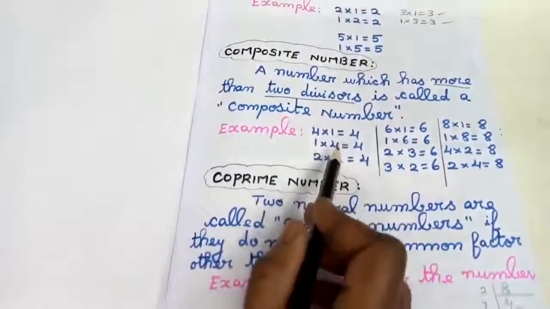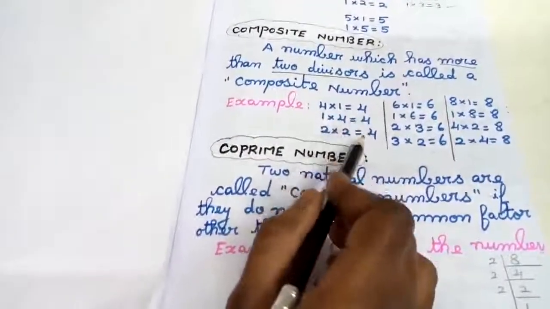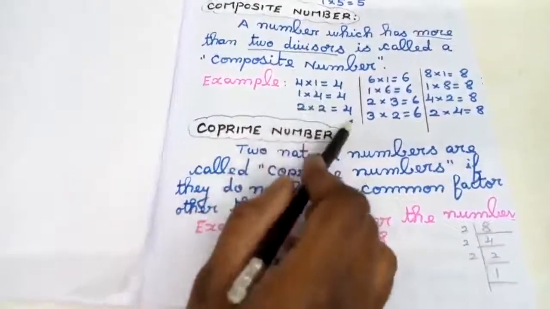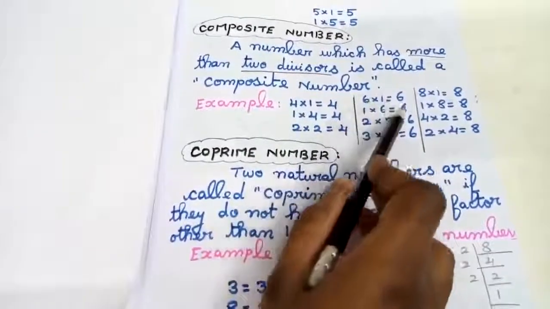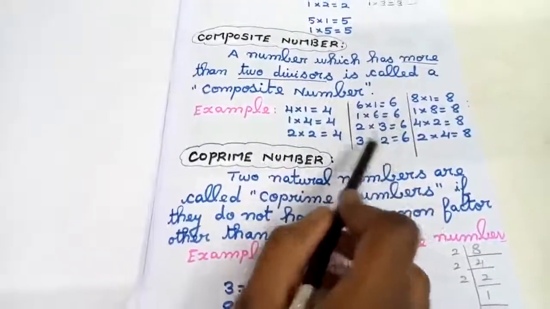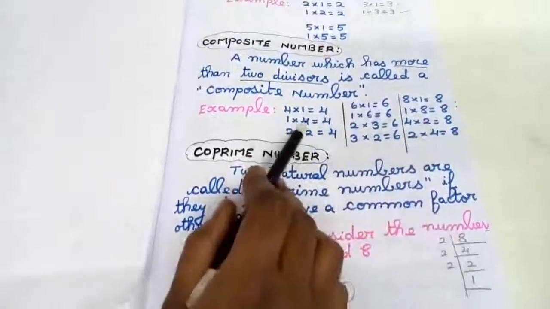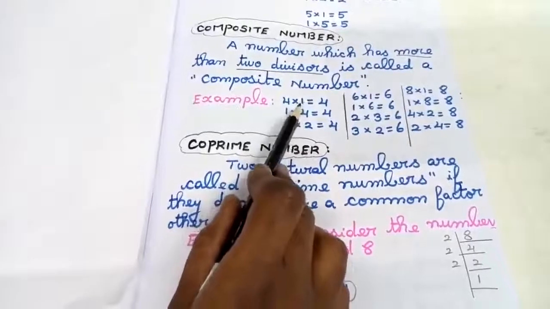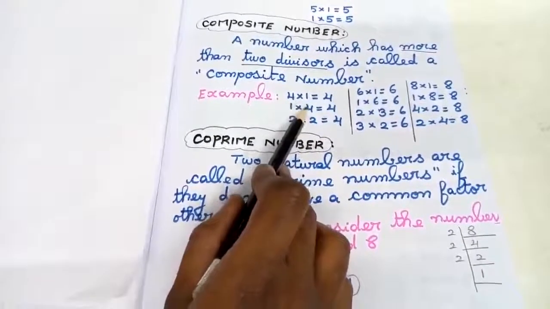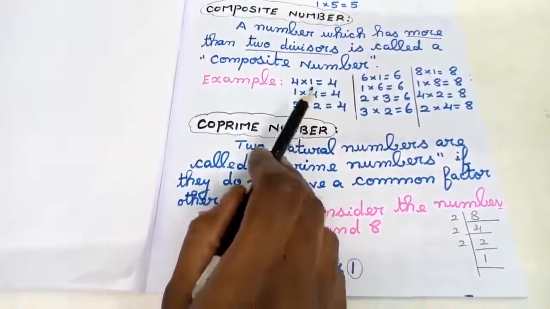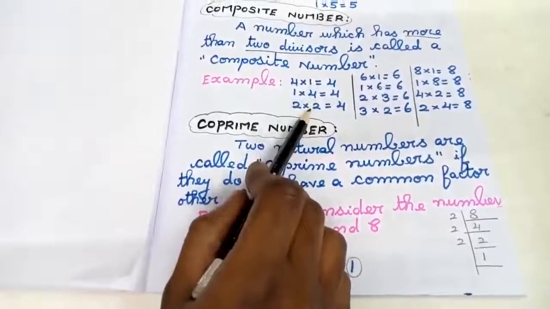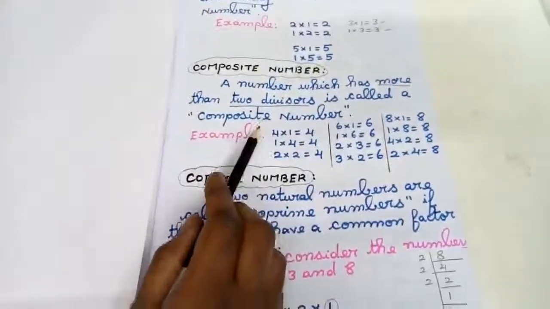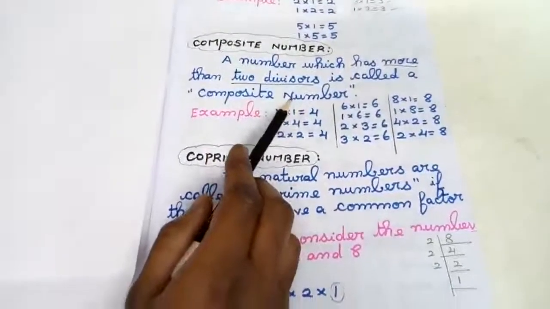So if I am going to take the number 4, I should get the answer 4 while multiplying, which means 4 ones are 4, 1 fours are 4, 2 twos are 4. Similarly 6: 6 ones are 6, 1 six is 6, 2 threes are 6, 3 twos are 6, and similarly 8. If you see all these, here also the number is divided by 1 and itself, and other than that I am getting another divisor. So it is crossing more than 2 divisors. A number which has more than 2 divisors is called a composite number. So that is the difference between prime and composite.